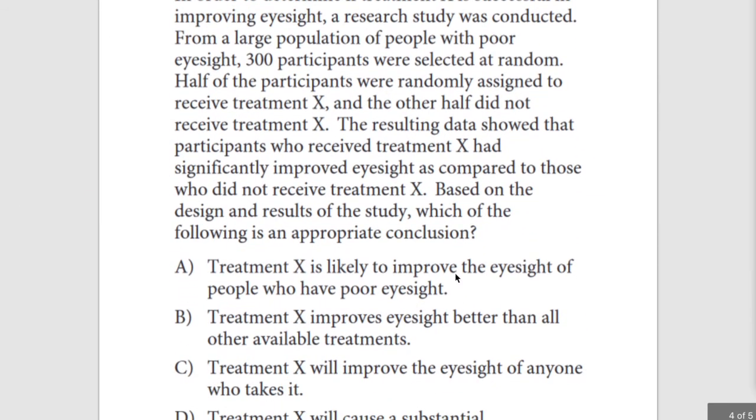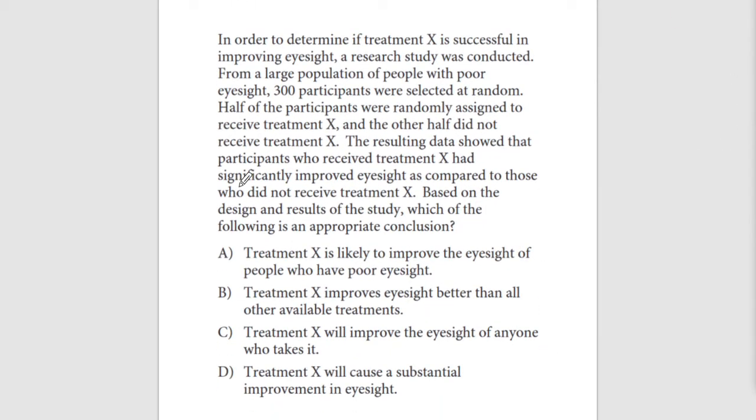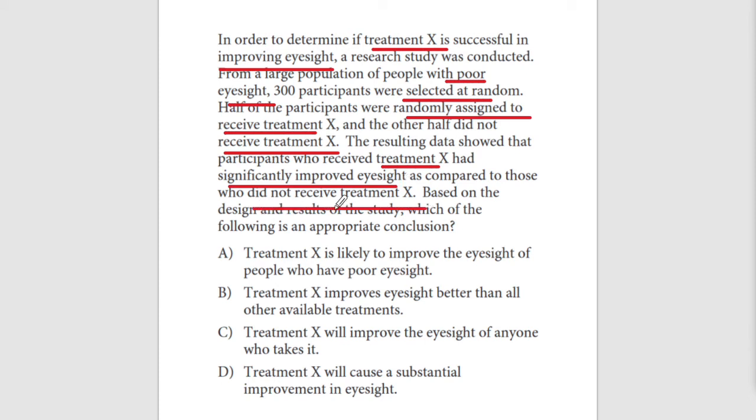All right, so this is actually one of the harder ones too, but if you read carefully, you'll probably figure out that it could be easier. In order to determine if treatment X is successful in improving eyesight, a research study was conducted. From a large population of people with poor eyesight, 300 participants were selected at random. Half of the participants were randomly assigned to treatment X, and the other half did not receive treatment X. The resulting data showed that participants who received treatment X had significantly improved eyesight as compared to those who did not. Based on the design and results of the study, which of the following is an appropriate conclusion?